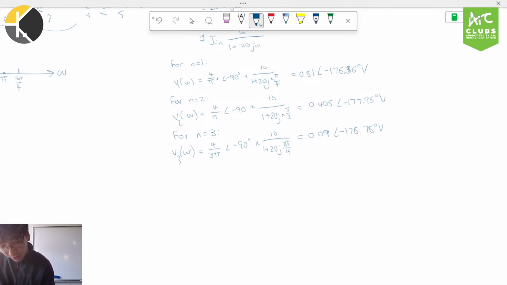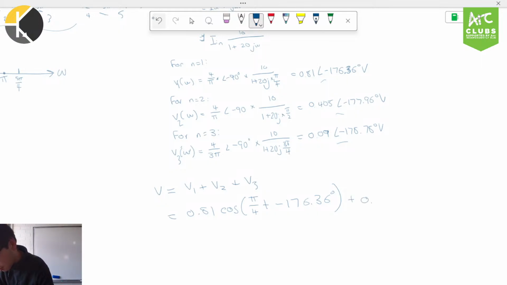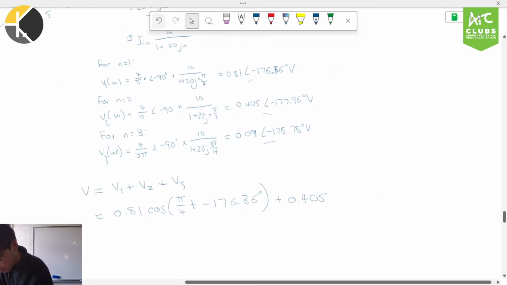So finally, to find our total answer, we need to add these voltage contributions together, which would give us 0.81. I'm going to convert these phases back into the time domain. So noting that I express sine as a -90 phase, I'm going to express cos as a phase of 0. So I'm just going to say cos. In this case, we have pi on 4 as our angle. And then we're just going to keep on adding each harmonic on, and that will give us our final answer.